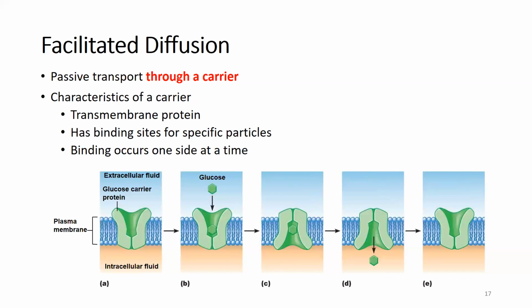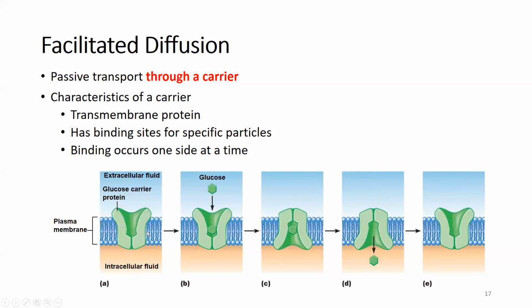Another characteristic is that binding only occurs at one side. And when we talk about different proteins, we'll see some that have binding taking place on both sides. For a carrier protein, binding only happens at one side at a time. All right, let's look at this example using the transport of glucose.